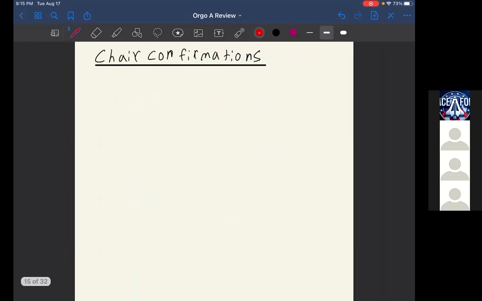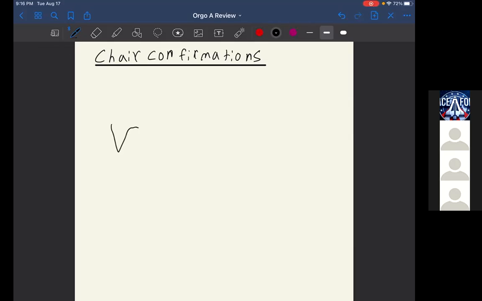Okay, so chair conformations. So here's some of my stuff. All this chair conformation allows you to do is tell the stability of a cyclohexane. It allows you to translate a cyclohexane into a chair and then rotate it and flip it and figure out what conformation is the most stable.